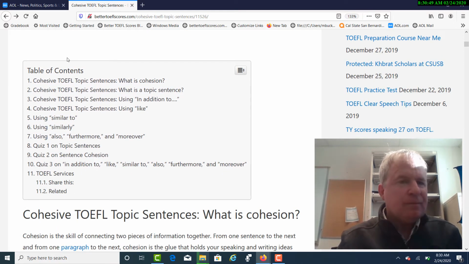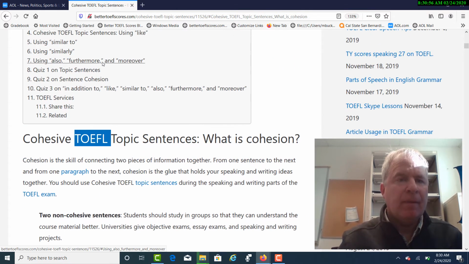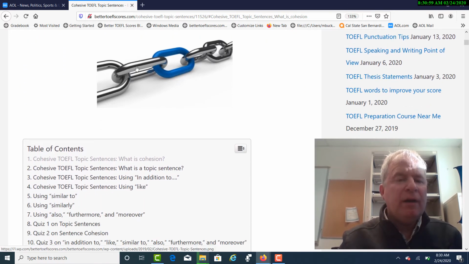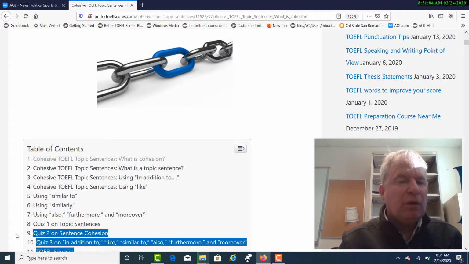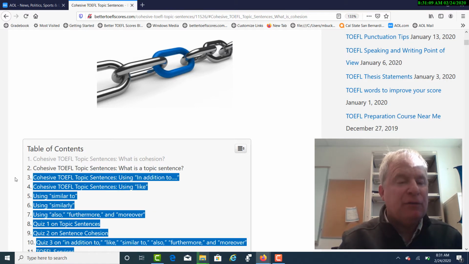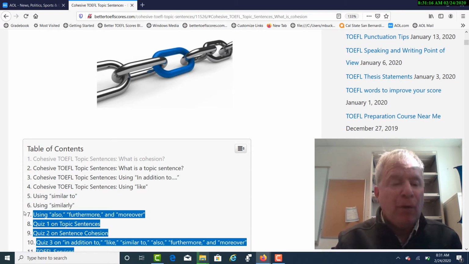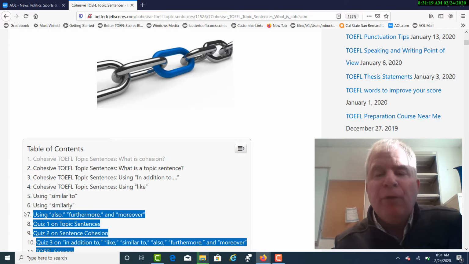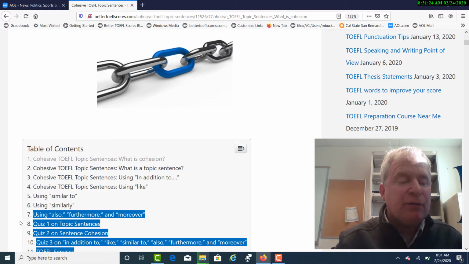In this lesson, what is cohesion? And what is a topic sentence? So once I talk about those things, I'm going to give you some examples of different kinds of words. In addition, using like, using similar to, using similarly, using also, furthermore, and moreover, to help you better connect ideas. I also have some practice quiz exercises.